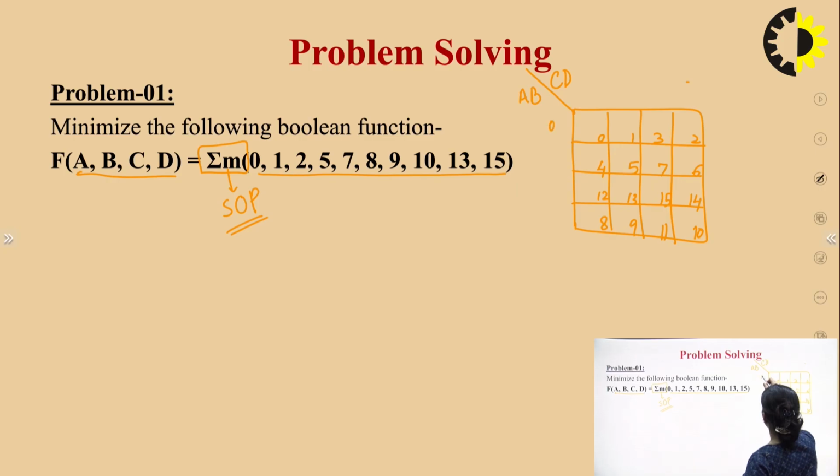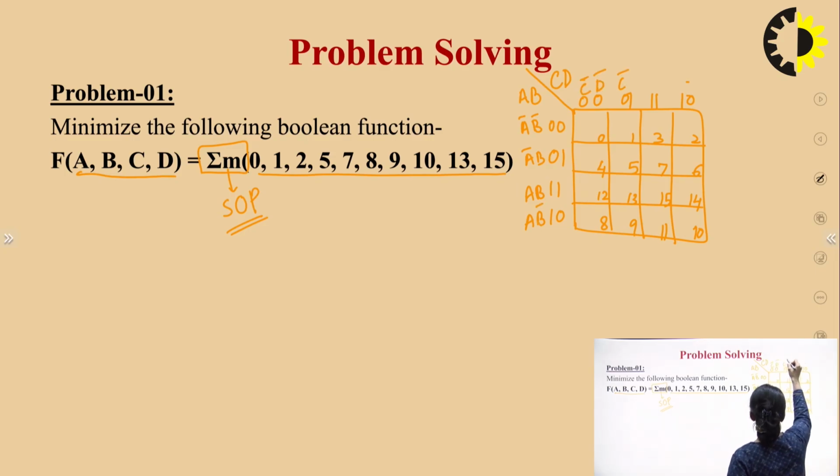So this is denoting 00, 01, 11, 10, again 00, 01, 11, 10. 00 indicates A bar B bar, A bar B, A B, and A B bar. Similarly, C bar D bar, C bar D, C D and C D bar. This is how you will write the variables over here. Now, you have to fill these places in your K-map with 1.